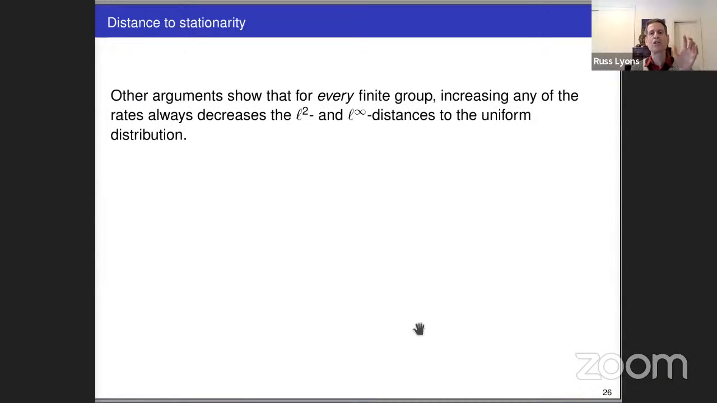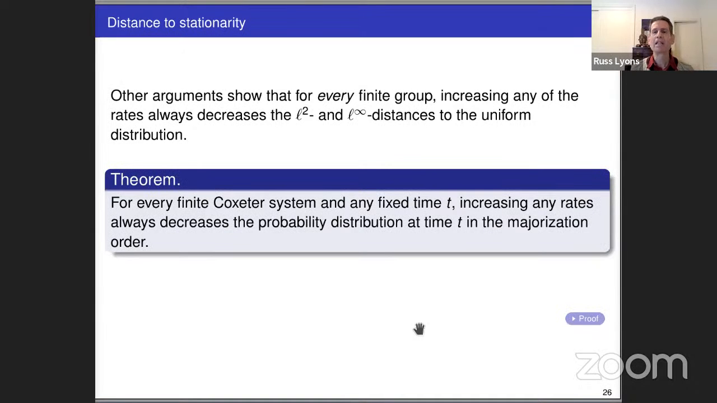It turns out that if you measure distance using p equals 2 or p equals infinity, then on any group, increasing any rates decreases distance to uniform. And for any finite Coxeter system, at any fixed time, increasing any rates always decreases the probability distribution at time t in the majorization order, and therefore in all these other particular instances. So the question: does this always exist in Coxeter groups? Yes, for Coxeter systems, the one given by the Coxeter generators.